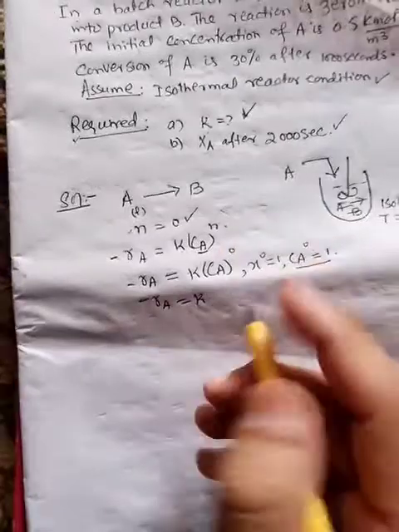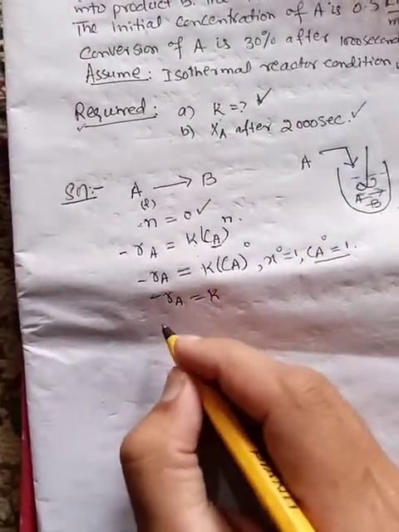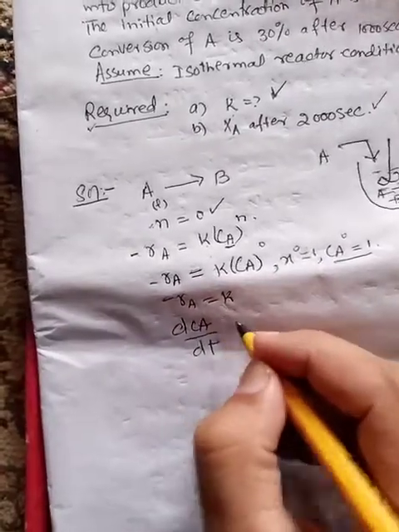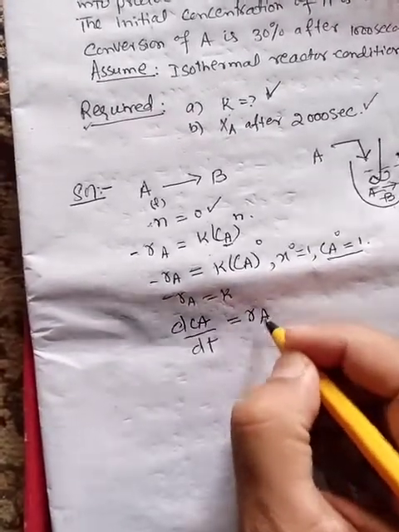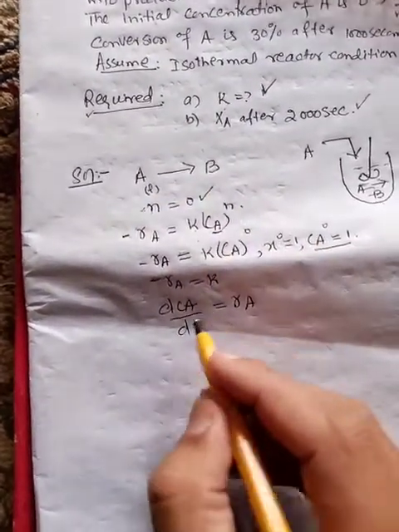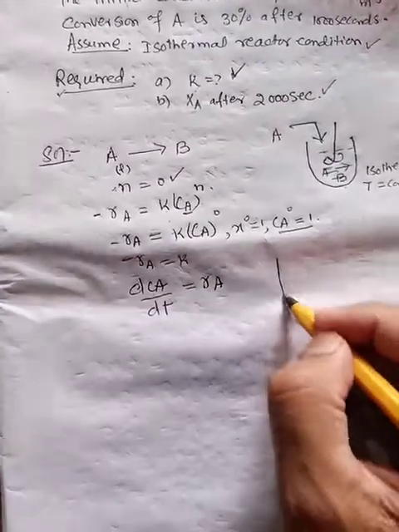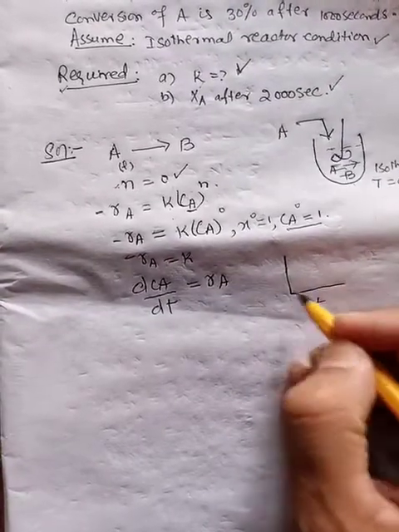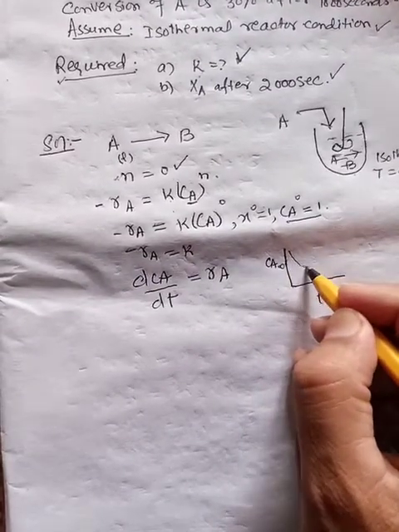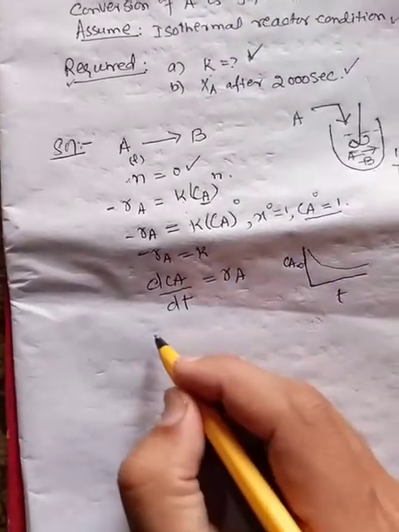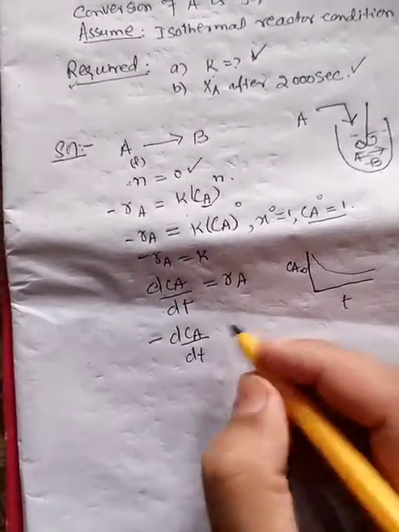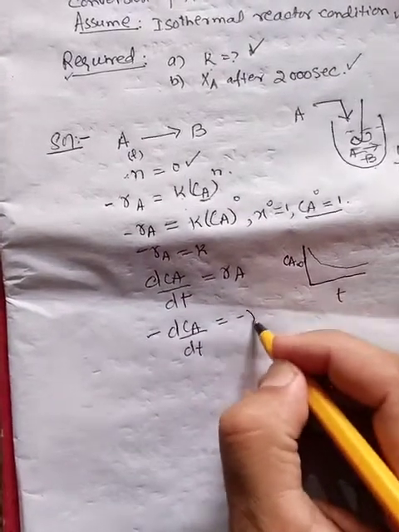Now we know that rate is nothing but the change in the concentration with the passage of time. In this problem, A is converted into B, so the concentration of A will decrease with the passage of time in the reactor. Suppose this is time, this is the concentration of A. The initial concentration is Ca0. With the passage of time, the concentration will decrease. So we put a minus sign because the concentration of A is decreasing with time. So it will be equal to minus Ra.